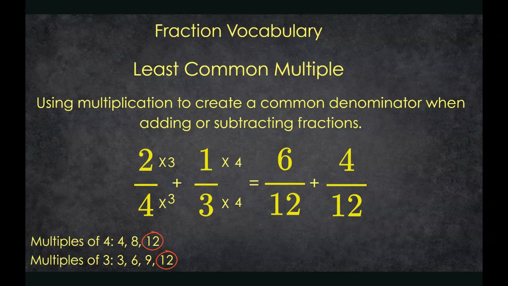So now that they have the common denominator of 12, now I'm able to add my numerators. And just remember, when you're adding fractions, we only add the numerators. We keep the denominator the same, so we're going to stay in 12s. 6 plus 4 is going to equal 10, and we have 12s. So 2/4 plus 1/3 is equal to 10/12.